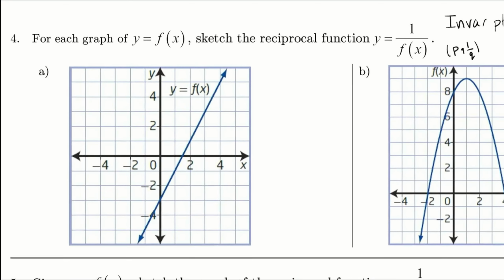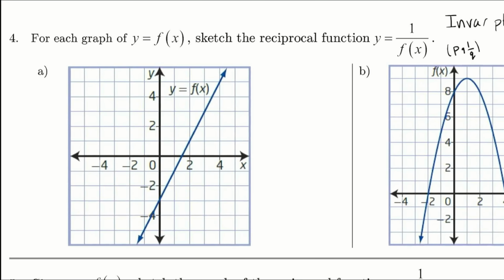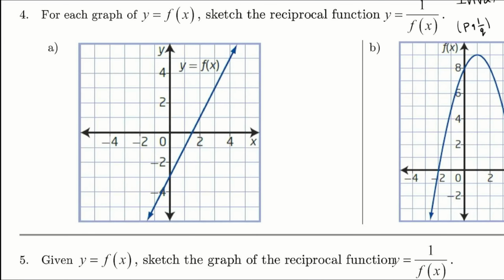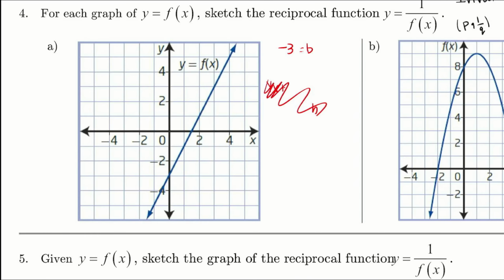So let's try this. For each graph, sketch the reciprocal function. So here we actually have to find our equation of our line first. So how do we do this? So the way you sketch the reciprocal of this function is you have to find its horizontal and vertical asymptotes.